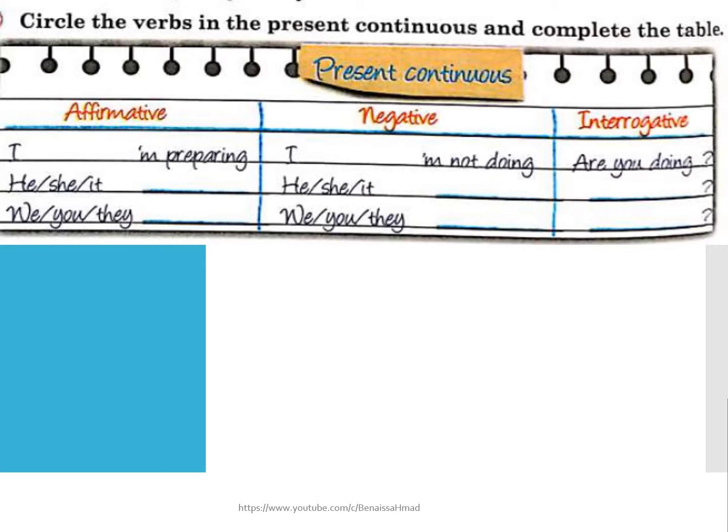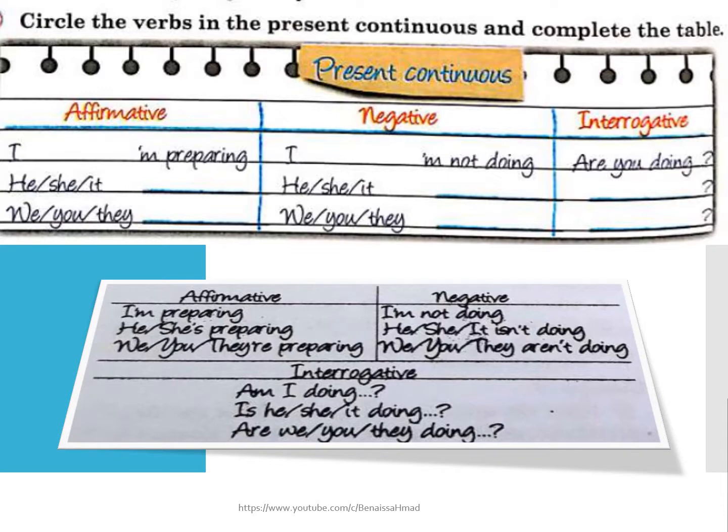We use am with I, and we use is with he, she, or it. For example, you can pause the video and try to complete the table. Then we will see the correction.